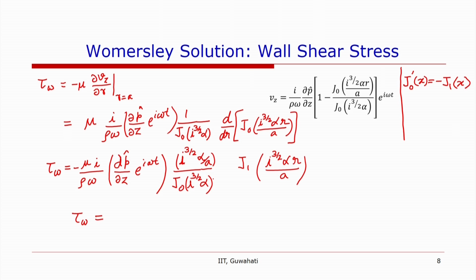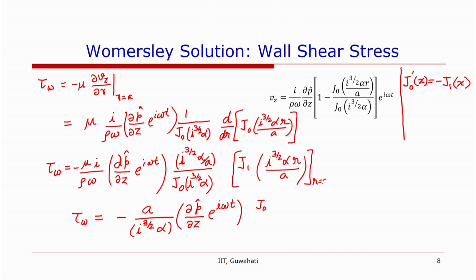So finally, when we do the algebraic calculations, the final relationship that we will obtain is minus A over i to the power 3/2 alpha del P over del Z. We will write this in terms of exponential term, so del P over del Z e to the power i omega t J1. Remember that this will be at r equals a, so this a and a will cancel out.